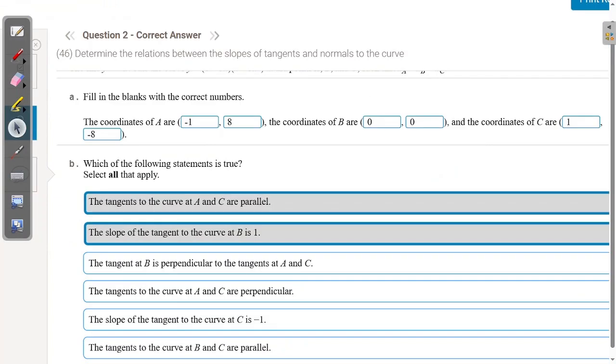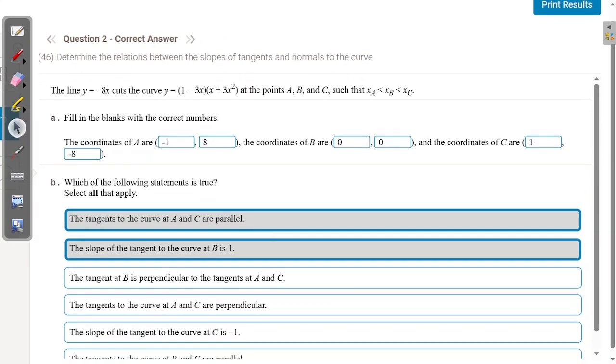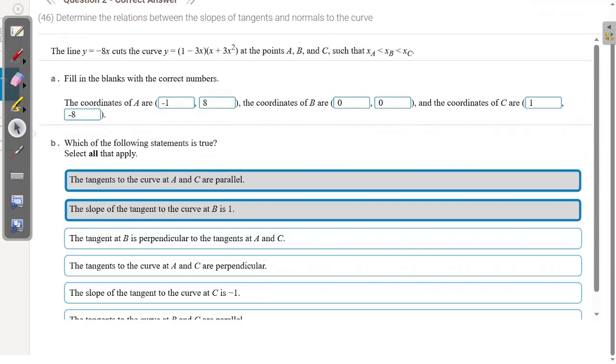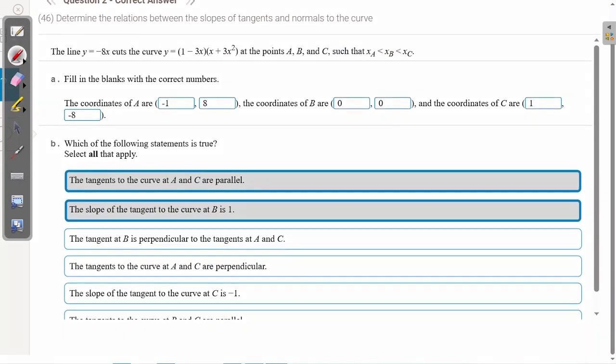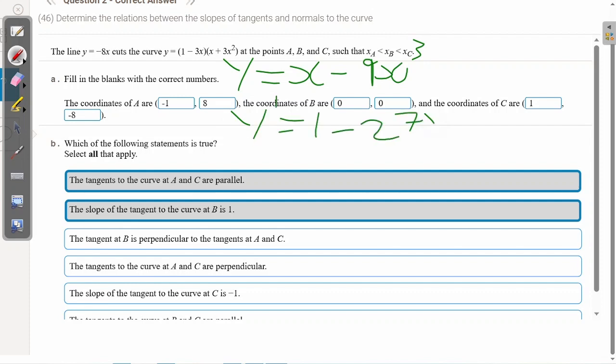Now which of the following statements is true? The tangents to the curve at A and C are parallel. When you want to find if two lines are parallel, you need to see if their slopes are equal. So first let's find the slope at A. Slope at A, we can find it by the derivative. So let's find the derivative of the curve. We know the curve is y equals x minus 9x cubed. Let's derive it to be y prime equals 1 minus 27x squared.